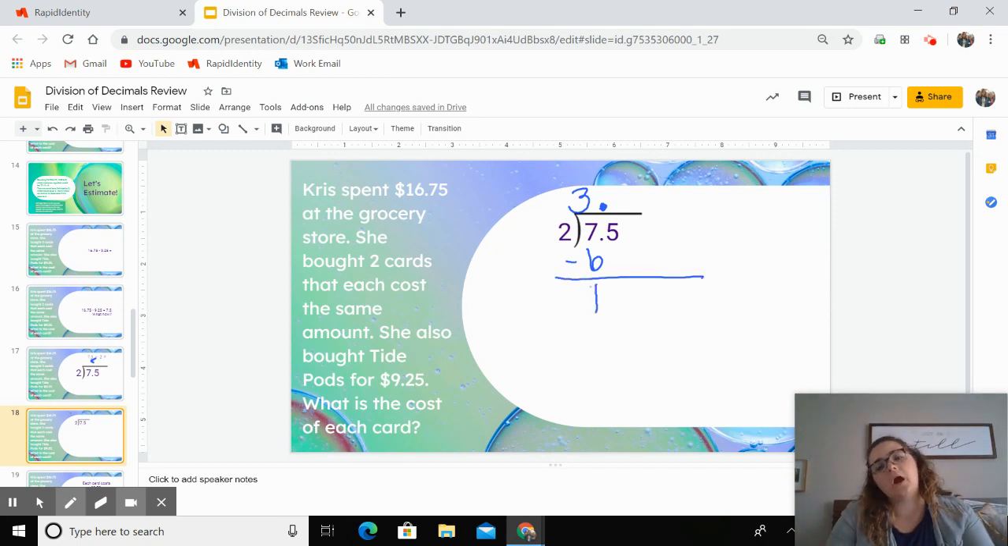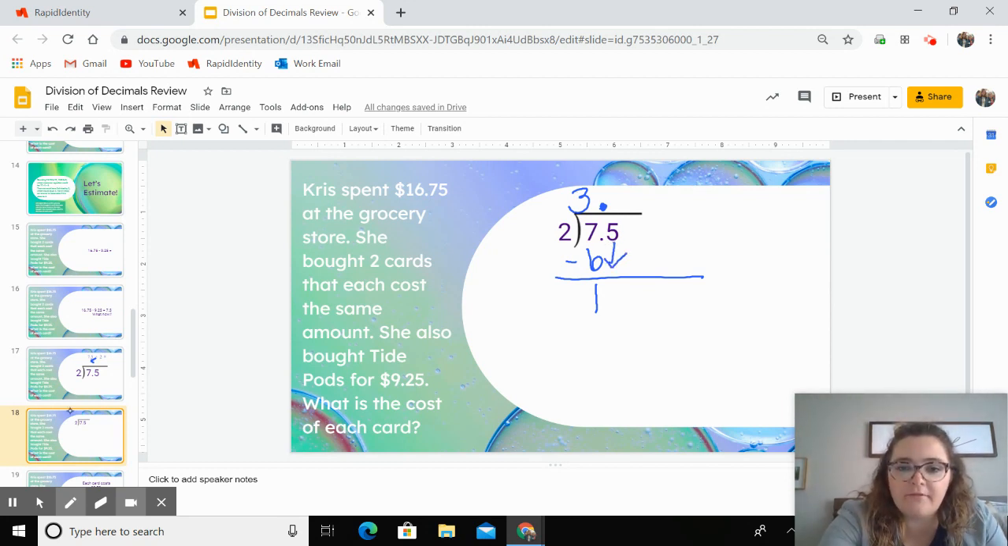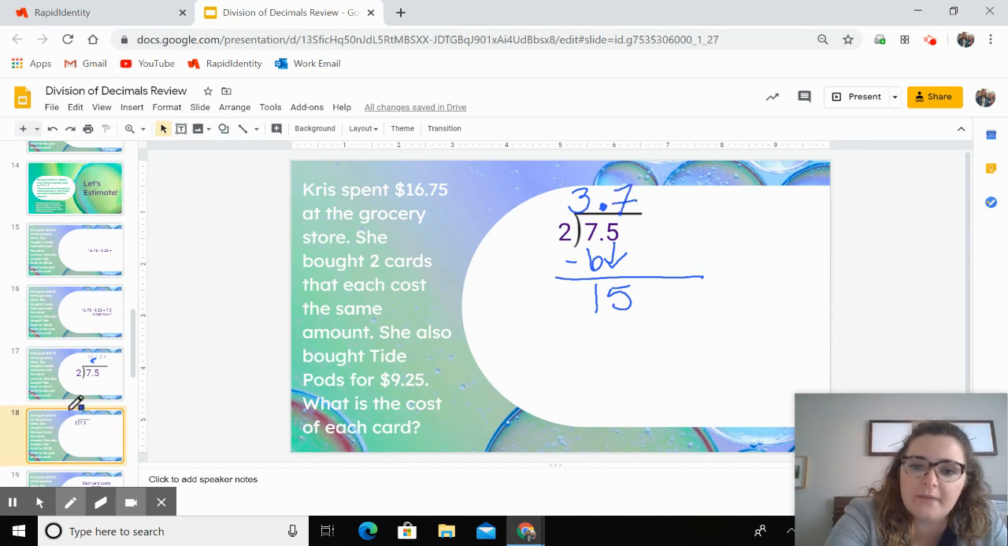Now, 2 cannot go into 1, so I know that this 3 is correct. I went into 7 the correct amount of times. I'm going to drop down my 5, and now I'm thinking, how many times can 2 go into 15? 2 can go into 15 7 times. 7 times 2 is actually 14, and so again, I am left with 1.